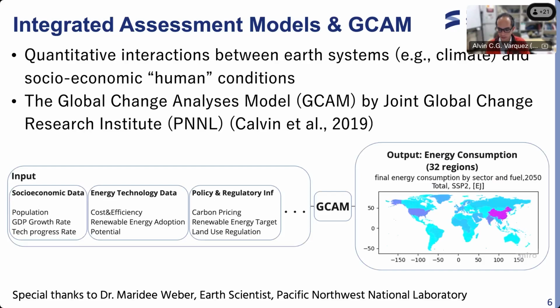So this is an example of GCAM. GCAM currently outputs energy consumption and different sectors of this energy consumption across 32 regions, incorporating socioeconomic information, energy technology, policy, and so on. This is an example of a global map across these 32 regions of final energy consumption.